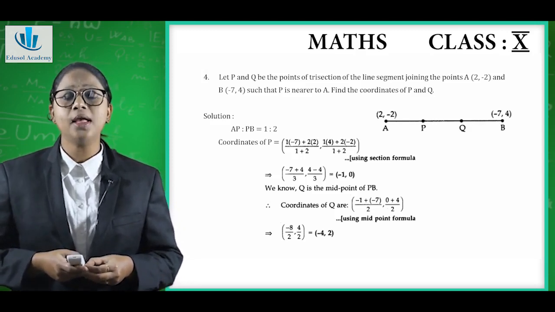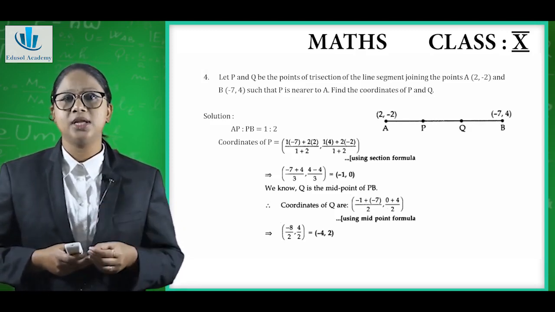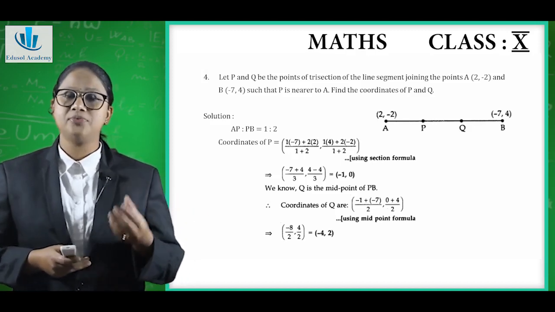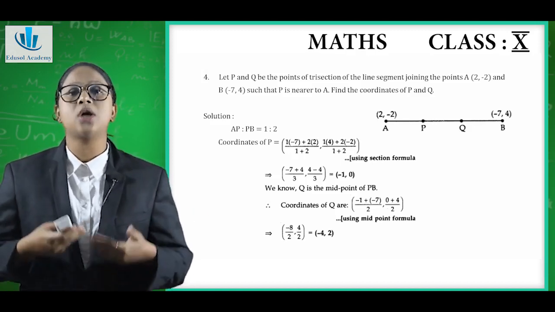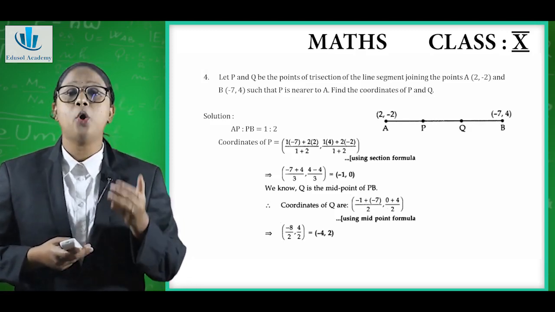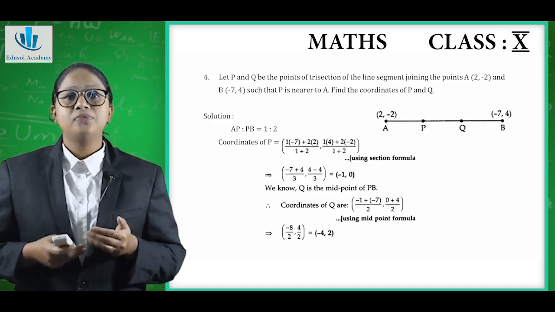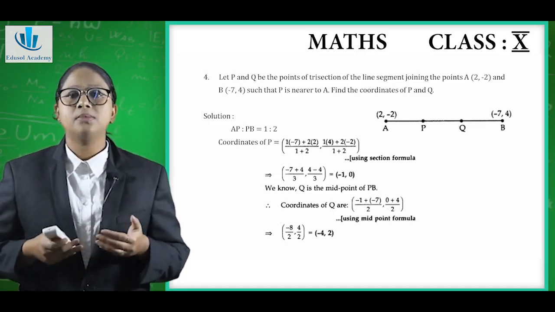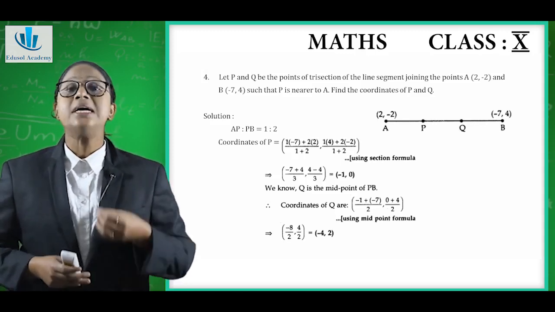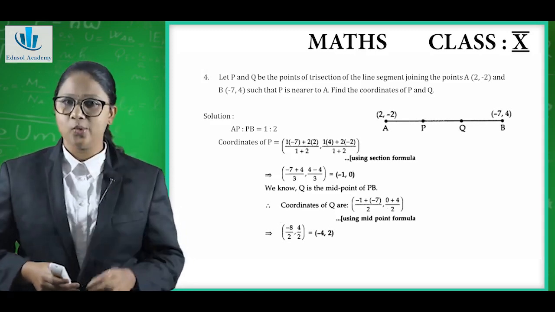Now while solving section formula especially, you have to show the illustration. Draw the question first, then sort out the method. So let's begin. Let P and Q be the points of trisection. We know what is bisection, dividing into two equal parts. So trisection will be dividing into 3 equal parts.